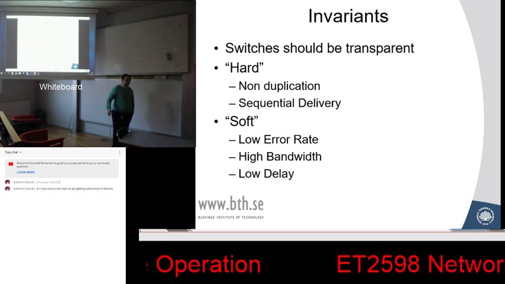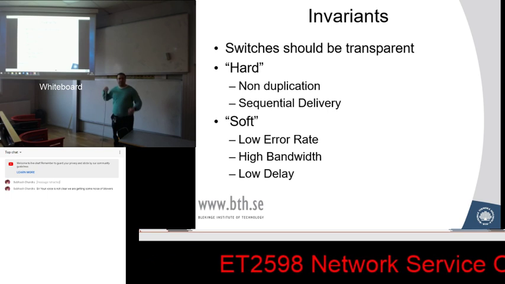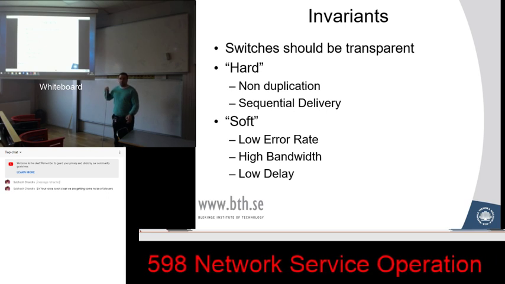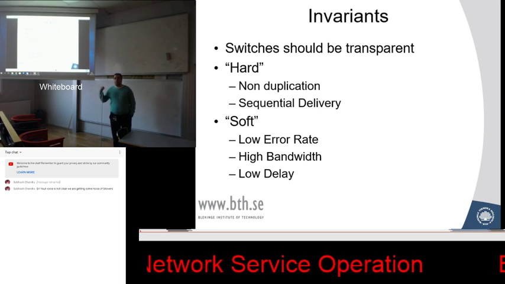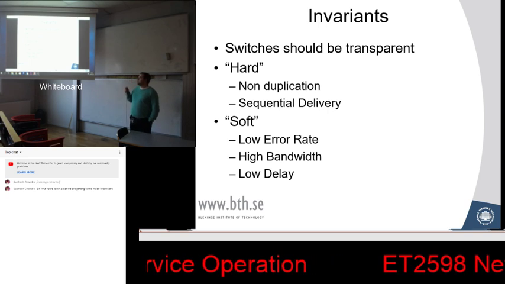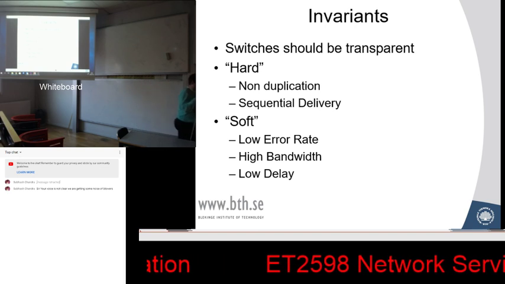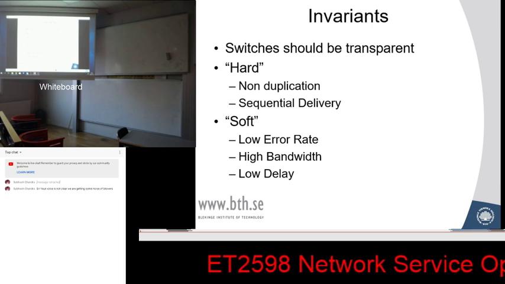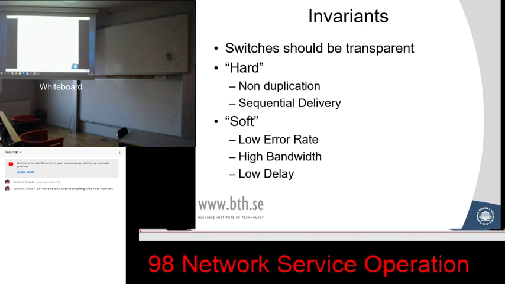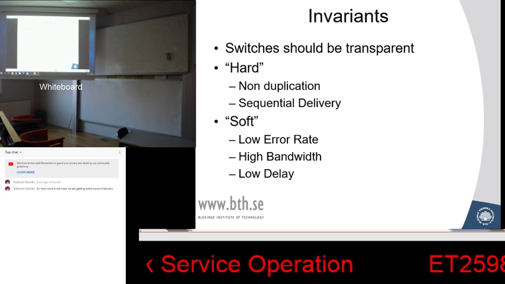Now, the soft invariants are that we should have a low error rate. The probability of an error occurring in our frames, thus requiring them to be discarded, should be low. We should have high bandwidth, or lots of capacity. We want that. And we want to have low delay. Do not delay things more than you need. The non-duplication and sequential delivery are the hard invariants. These are actually the only 2 rules that are specified for Ethernet.